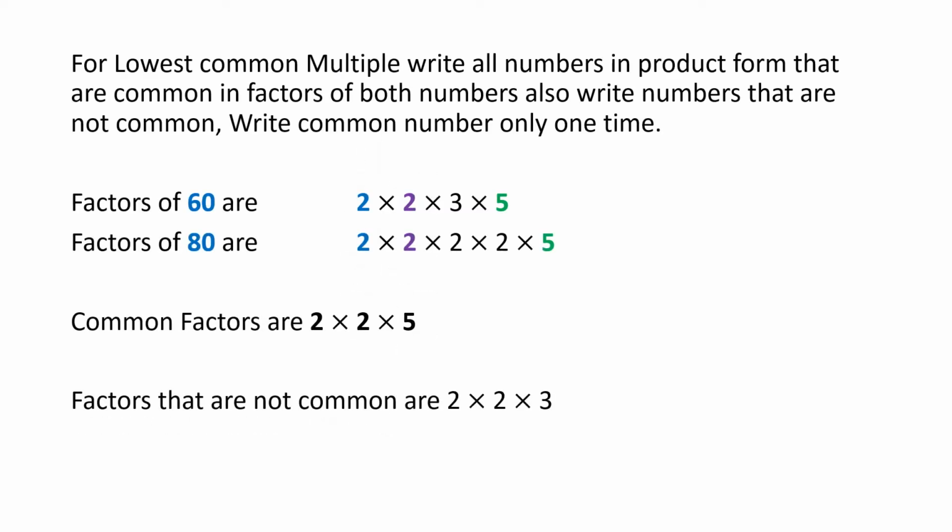For the lowest common multiple, write in product form all numbers that are common in the factors of both numbers. Also write the numbers that are not common. Write each common number only one time. Here the common factors are 2, 2, and 5. And the factors that are not common are 2, 2, and 3.